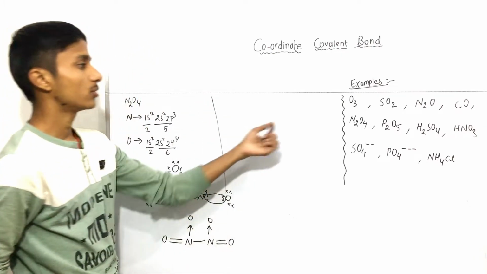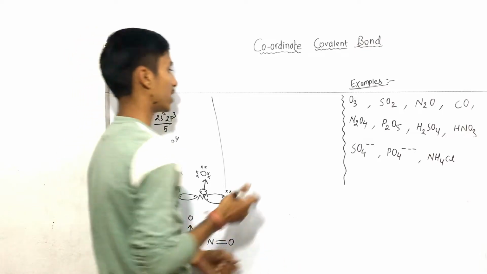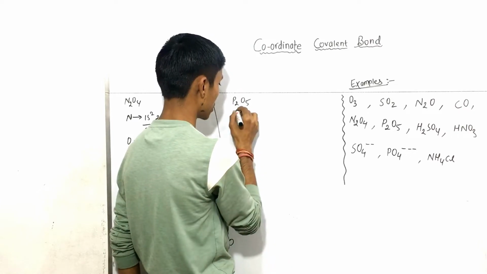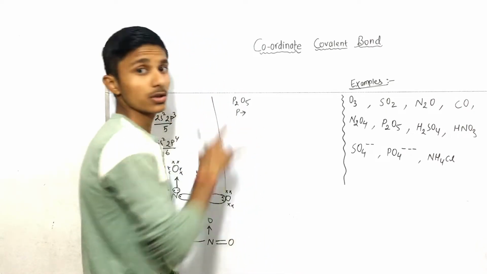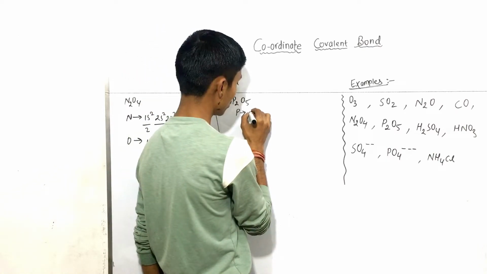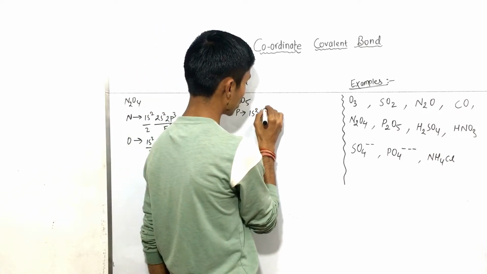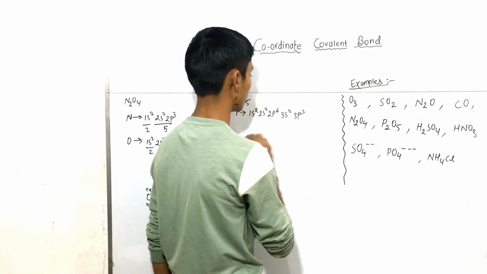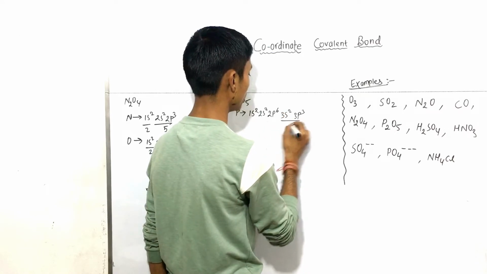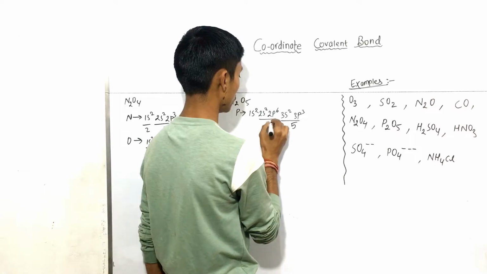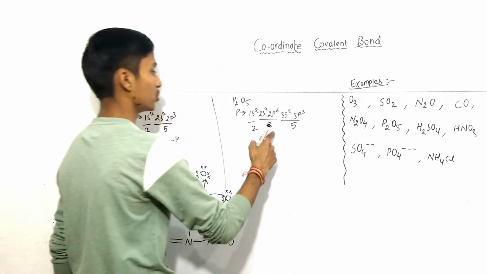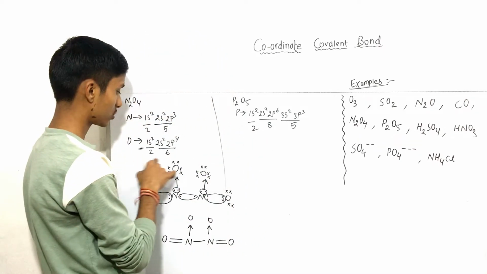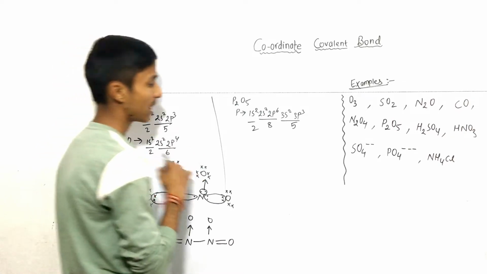Now we take another compound as an example, P2O5. For phosphorus, the atomic number of phosphorus is 15. So here its electronic configuration is 1s2, 2s2, 2p6, 3s2, 3p3. So here 5, 8 and 2, 2 plus 8 is 10, plus 5 is 15. And oxygen, we know this is the electronic configuration of oxygen, that is 6 valence electrons.